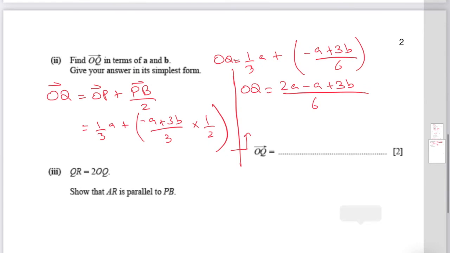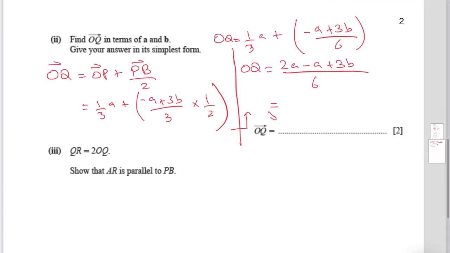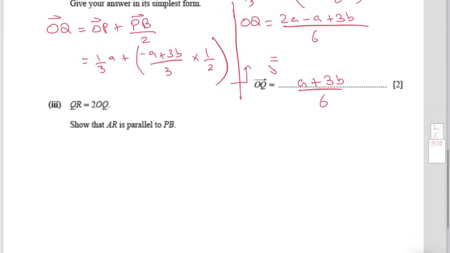We would only have enough space to write the final answer. So our final answer would be, let's write that over here, A plus 3B over 6. OQ is A plus 3B over 6. I hope it made sense, and let's move on.